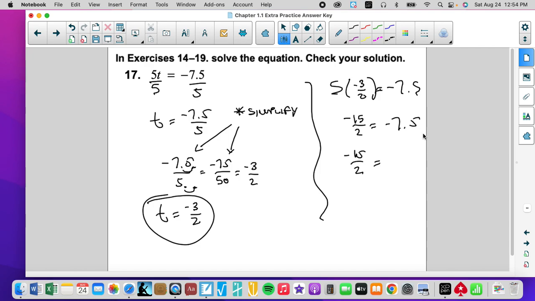Let's convert this to negative 7 1/2. Let's convert negative 7 1/2 to a mixed number. 2 times 7 is 14 plus 1 is 15 over 2. Yeah, so this is the correct answer.